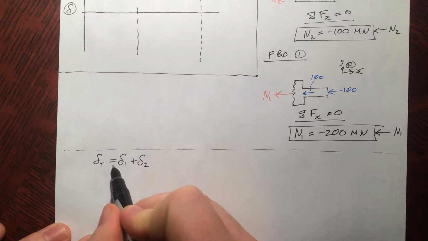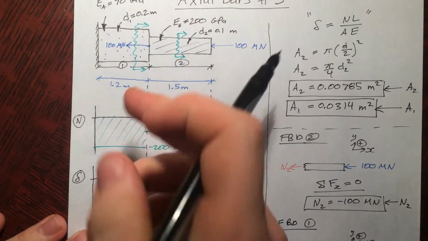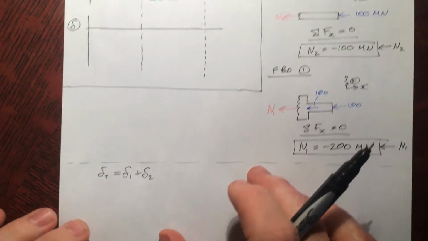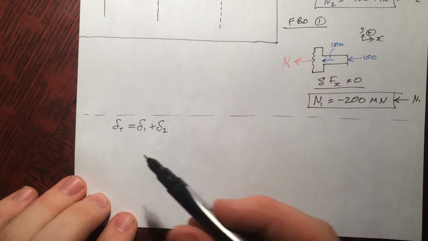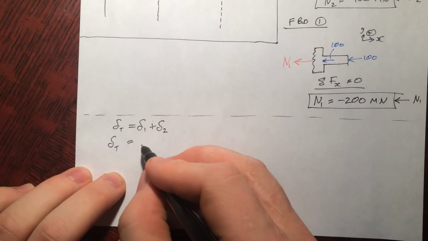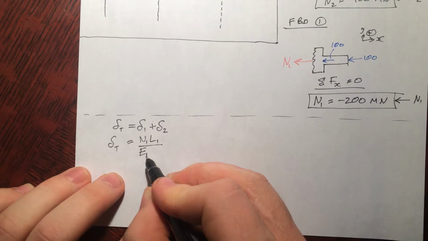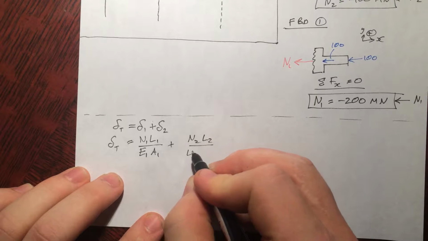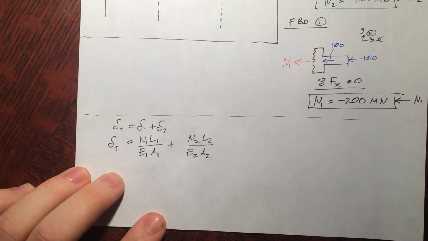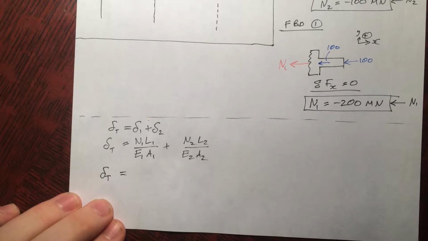Alright, now the displacement for delta 1 has to do with all the properties that delta 1 or section 1 has. So using this equation over here, we write it all out again. So delta total equals internal force in 1, length of 1, E of 1, and A of 1, plus N2, L2, E2, A2. Alright, and now that we've defined our variables, we can go in and plug our values in and solve for the answer.